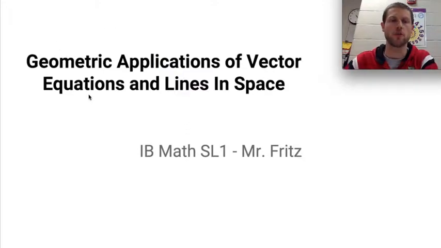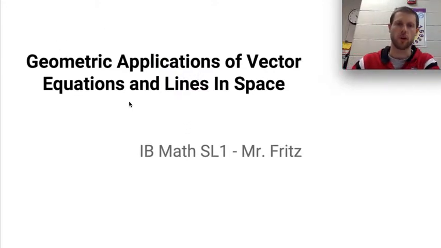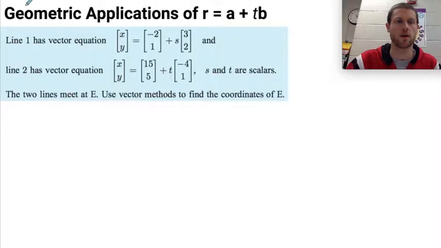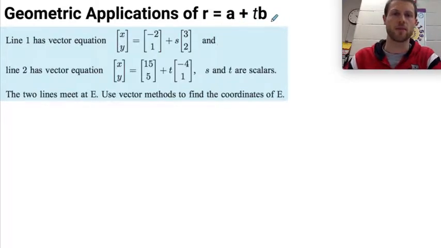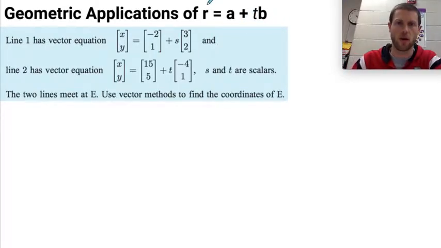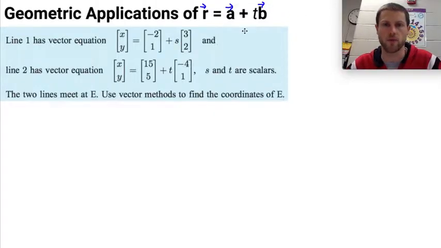We're going to talk about geometric applications of vector equations and lines in space. So let's dig right into this. First, let's talk about geometric applications of the r equals a plus tb vector equation. Remember, in this case, r is my resultant vector or my position vector. a is some initial point or point on the line, and then we have plus t times the direction vector or velocity vector b. So this has some geometric applications.